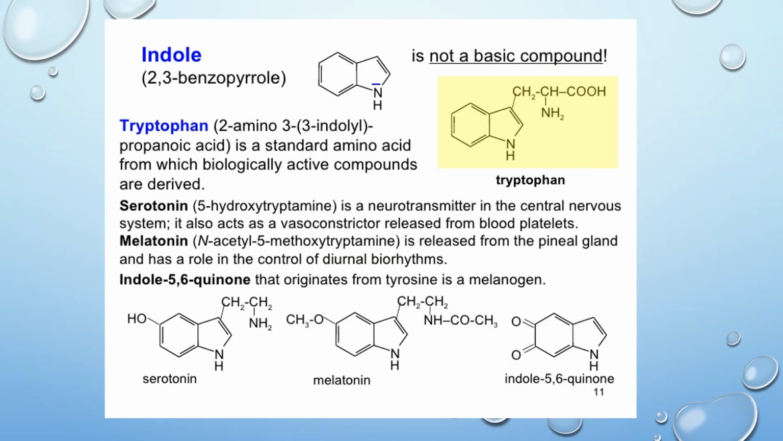Indole is not a basic compound, and tryptophan is a standard amino acid from which biologically active compounds are derived. Another compound is serotonin, which is a neurotransmitter in the central nervous system. Serotonin, tryptophan, and melatonin are all derived from the compound indole, that is 2,3-benzopyrrole.